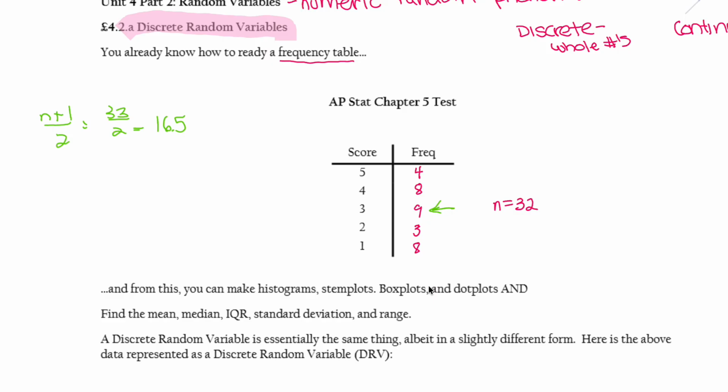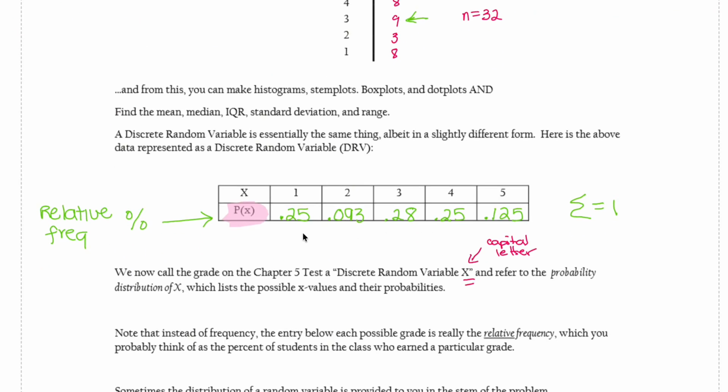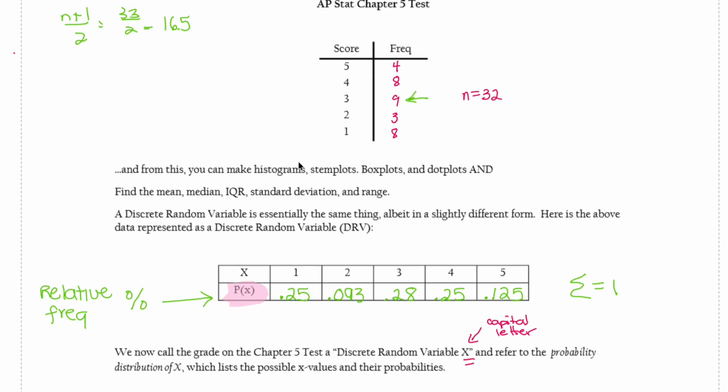Here is the above data represented as a discrete random variable. So take a look at this. It's still a list, but instead of a list, it's more like a table. The top row is x, the bottom row is p parentheses x, and p parentheses x represents relative percentage frequency. And this sigma notation represents sum. The sum of all of those frequencies will always add up to 1.